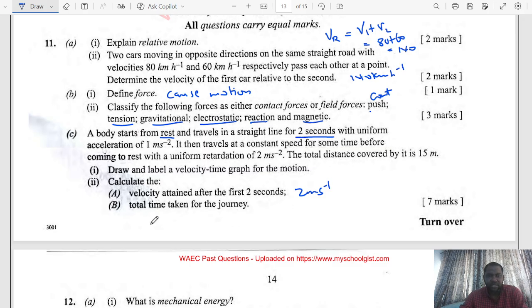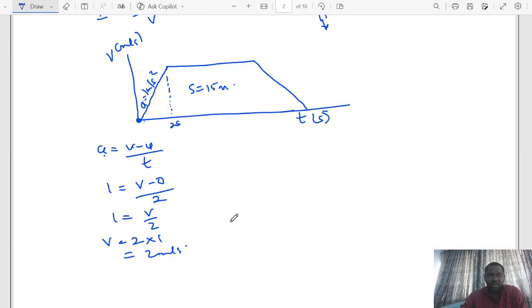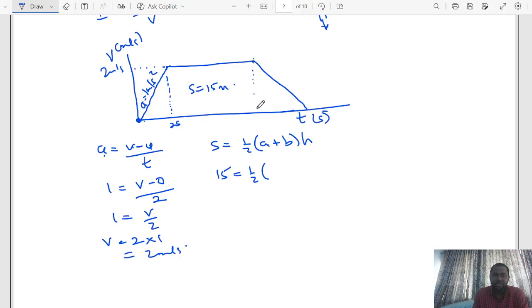Now the next one says the total time taken for the journey. If we want to find the total time taken for the journey, remember that this is a trapezium, and the total distance is supposed to be half times (a plus b) times the height h, right? Remember we just calculated the velocity to be 2 meters per second. So the total distance is 15, based on the question, equal to half times a plus b, the parallel sides from this to this, which we don't know yet, right?